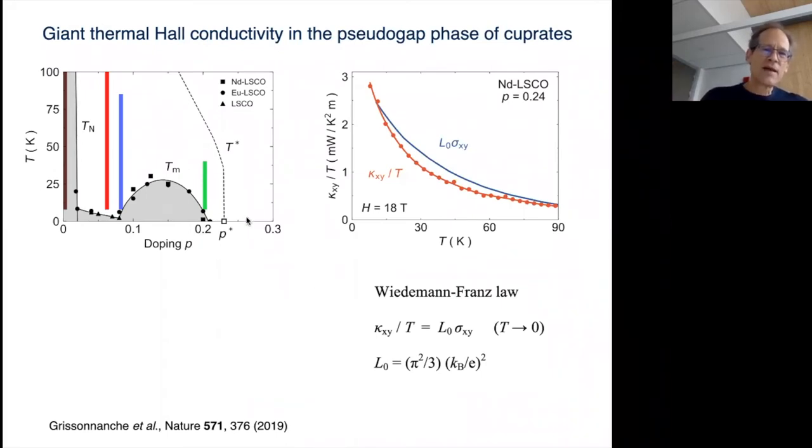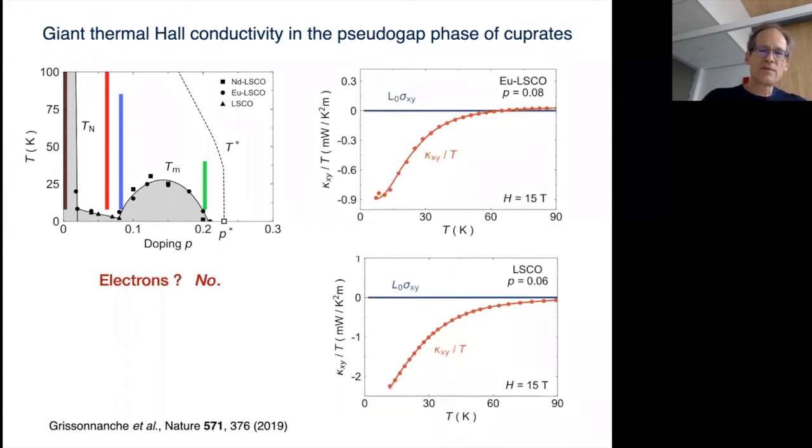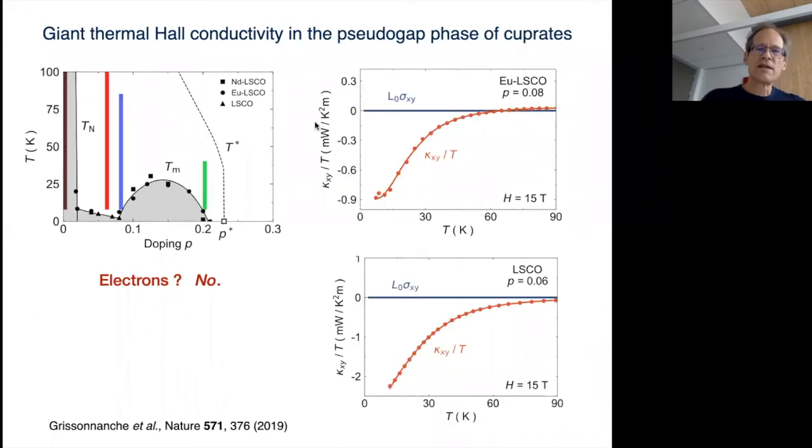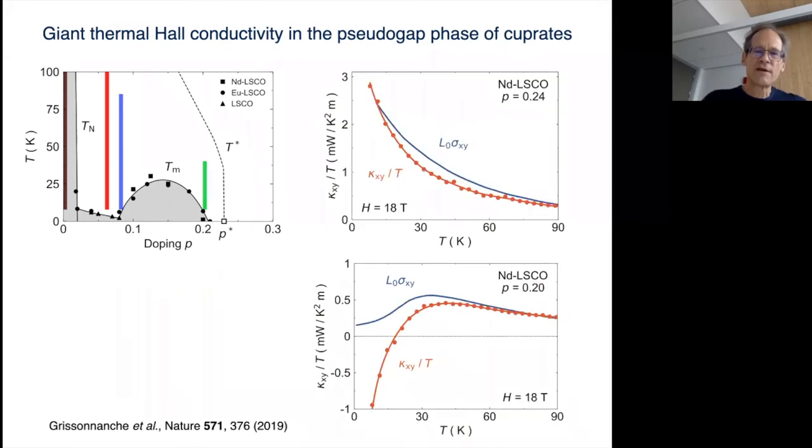Now, what happens if you decrease the doping below P star? Okay, and this is what you see. So if you go to either 8% or 6%, for example, what you see is that the electrical conductivity becomes very, very small. You're approaching the insulator. So there's this very, very small electrical Hall effect, but you still have this huge and negative thermal Hall coefficient.